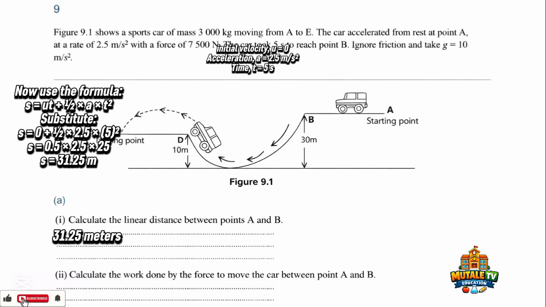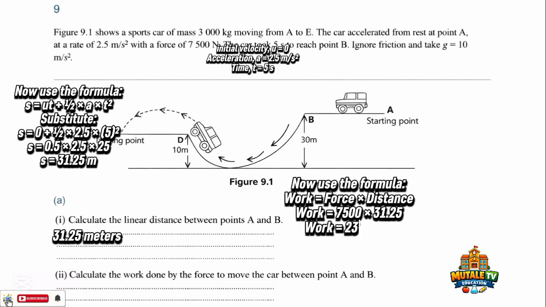Question 9, 2. Reads: calculate the work done by the force from A to B. Now use the formula: work equals force times distance. So, work is equal to 7,500 times 31.25. Work equals 234,375 J. So, 2.34 times 10^5 joules is the answer. This is the answer because work done depends on force and displacement.